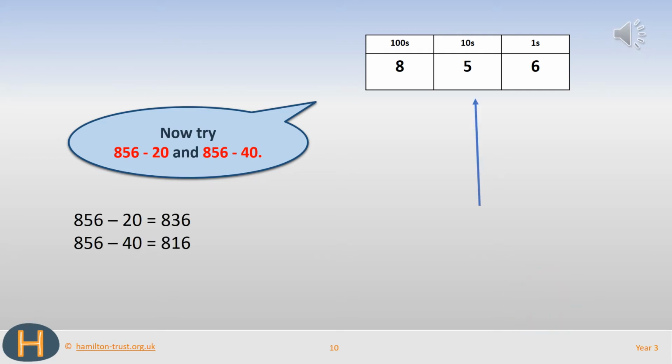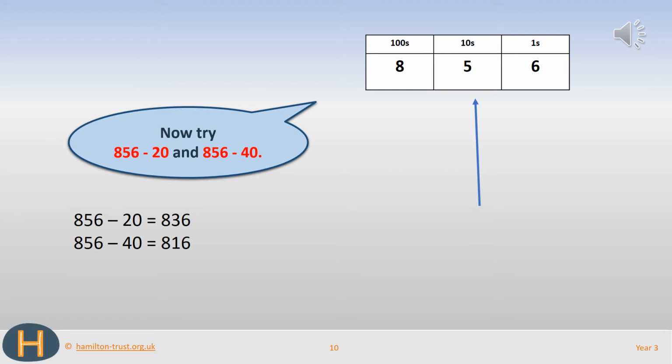Let's look at the answers then. 856 take away 20. So it's the tens column that we are changing. I have 5 tens at the moment. If I'm taking away 2 tens, I'm left with 3 tens. So the answer is 836.